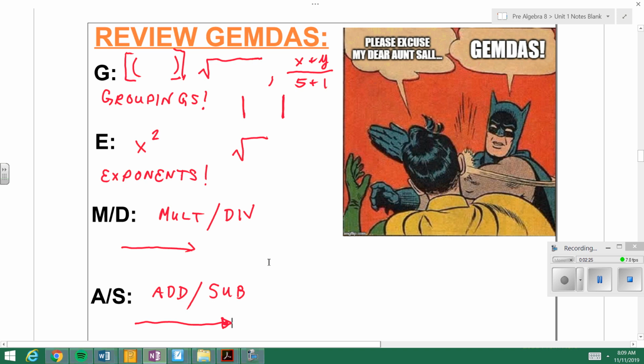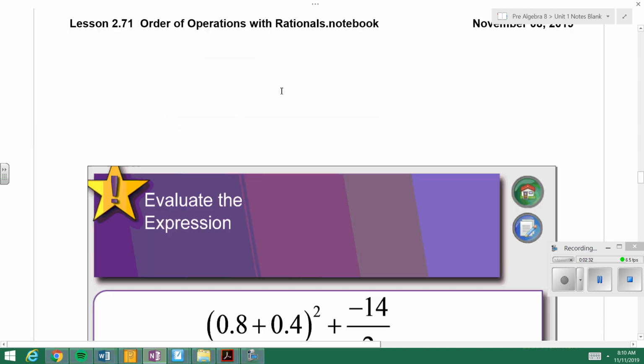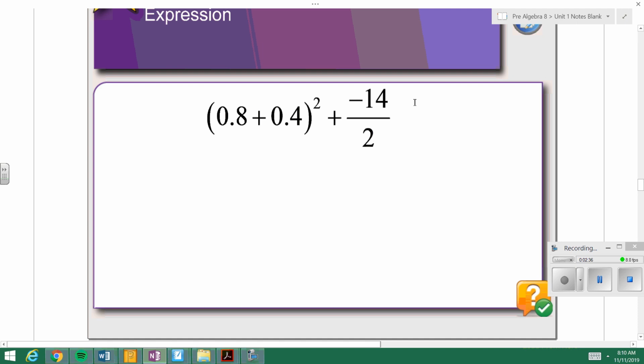That's a quick little review. Obviously, we did a lot of order of operations, GEMDAS problems last unit. And that's just a continuation. Now we just got to do it with fractions. All right, so let's just do this example problem together. All right, let me actually write out GEMDAS on the side of my paper. GEMDAS.